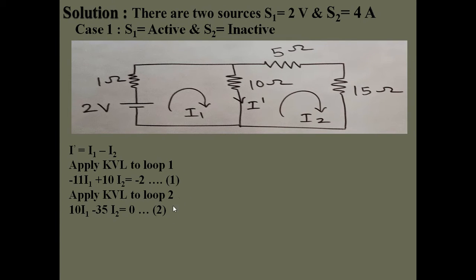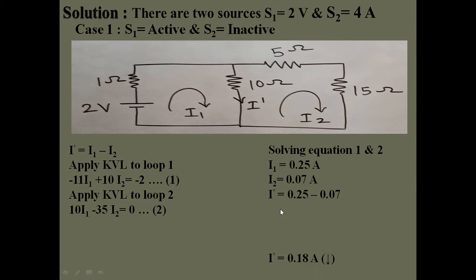When we solve both the equations simultaneously, we get I1 as 0.25 ampere and I2 as 0.07 ampere. Our I dash is I1 minus I2, so we put these values in to get I dash as 0.18 ampere. As you can see, I have shown the direction of current for that particular branch. In this branch, current I dash is going downwards. This is necessary because it may change according to the sources.